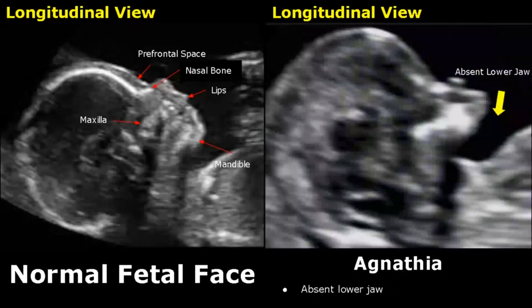In agnathia, the lower jaw is absent. In this image, the lower jaw is not seen. It is missing.